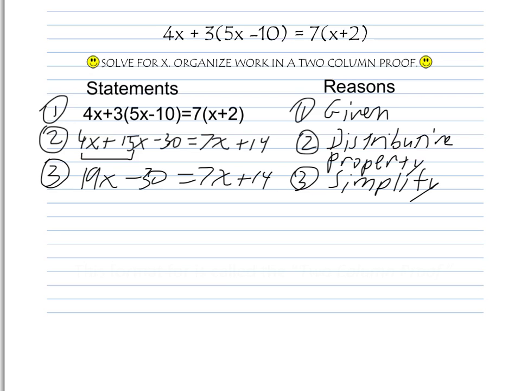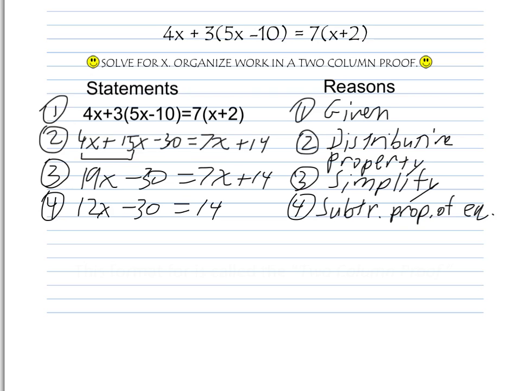My next step would be to subtract the 7x from both sides of the equation. So now I have 12x minus 30 equals 14. How did I get that? I did that by subtracting equal things from both sides of the equation. I subtracted 7x from both sides. That's the subtraction property of equality, so that's going to be the reason that I give. And it's perfectly fine to abbreviate there.